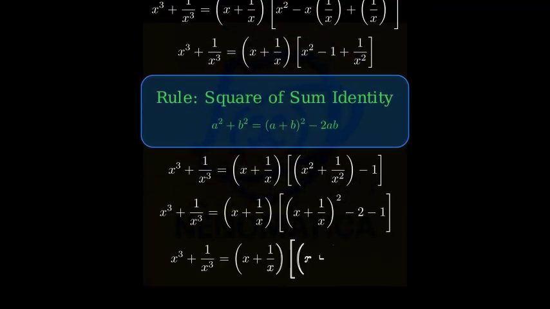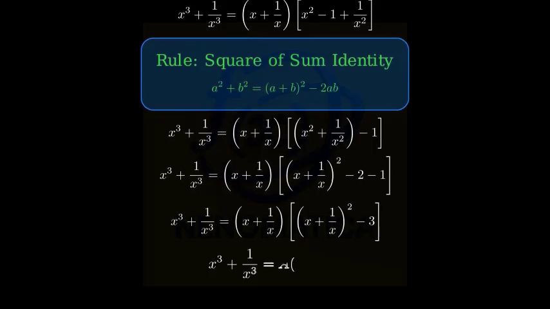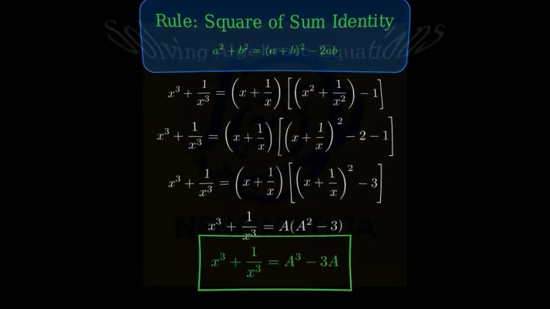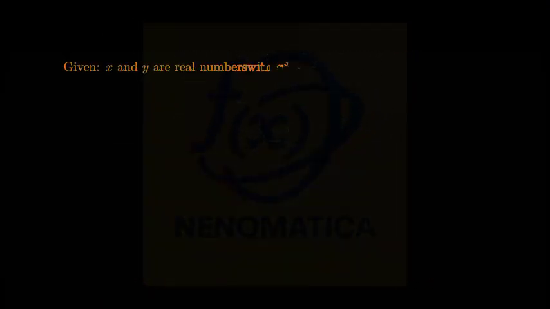Let's simplify the constants inside the bracket. -2 minus 1 equals -3. Now, we can substitute our original equation. Since x plus 1 over x equals a, we get x cubed plus 1 over x cubed equals a times a squared minus 3. Finally, we can simplify this to x cubed plus 1 over x cubed equals a cubed minus 3a.